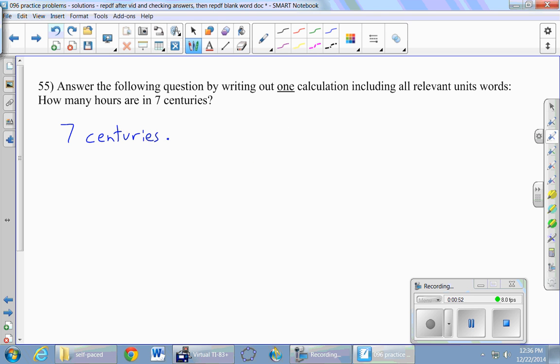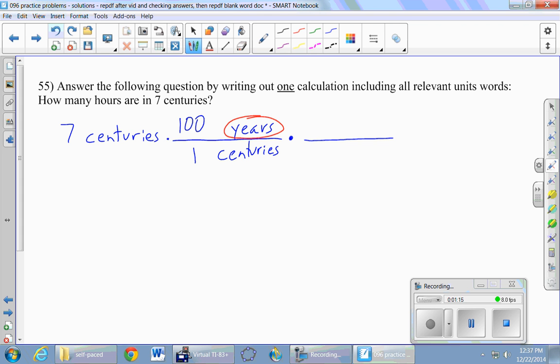So we said centuries in the bottom and years on top. And we know that 1 century is comprised of 100 years. Then we're going to go from years to days. Same idea. We're either going to put years on top and days on the bottom, or the other order. What we need is to cancel the years that's already up here. So what we're going to do is put years right down there so that we can cancel. So we'll put years here and days there. And we know that 1 year is 365 days, not counting leap years, which we'll ignore for this problem.